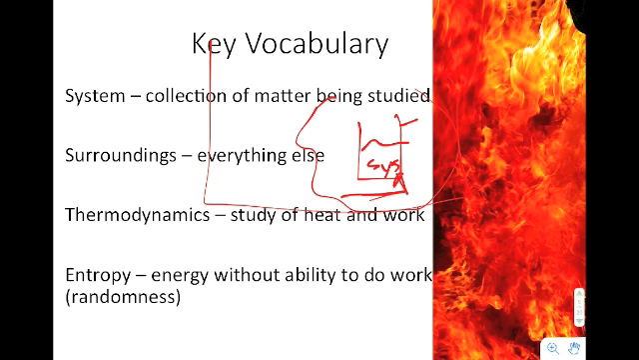Now, the definition of thermodynamics is the study of the relationship between heat and work. So how can you take heat and turn it into work? How can you take work and turn it into heat? One other thing that's going to come up a little bit is the idea of entropy. Entropy is the energy without the ability to do work. Generally, it's referred to as disorder in a system, but disorder is not a great term for it. What you can think of it as is irrecoverable energy.